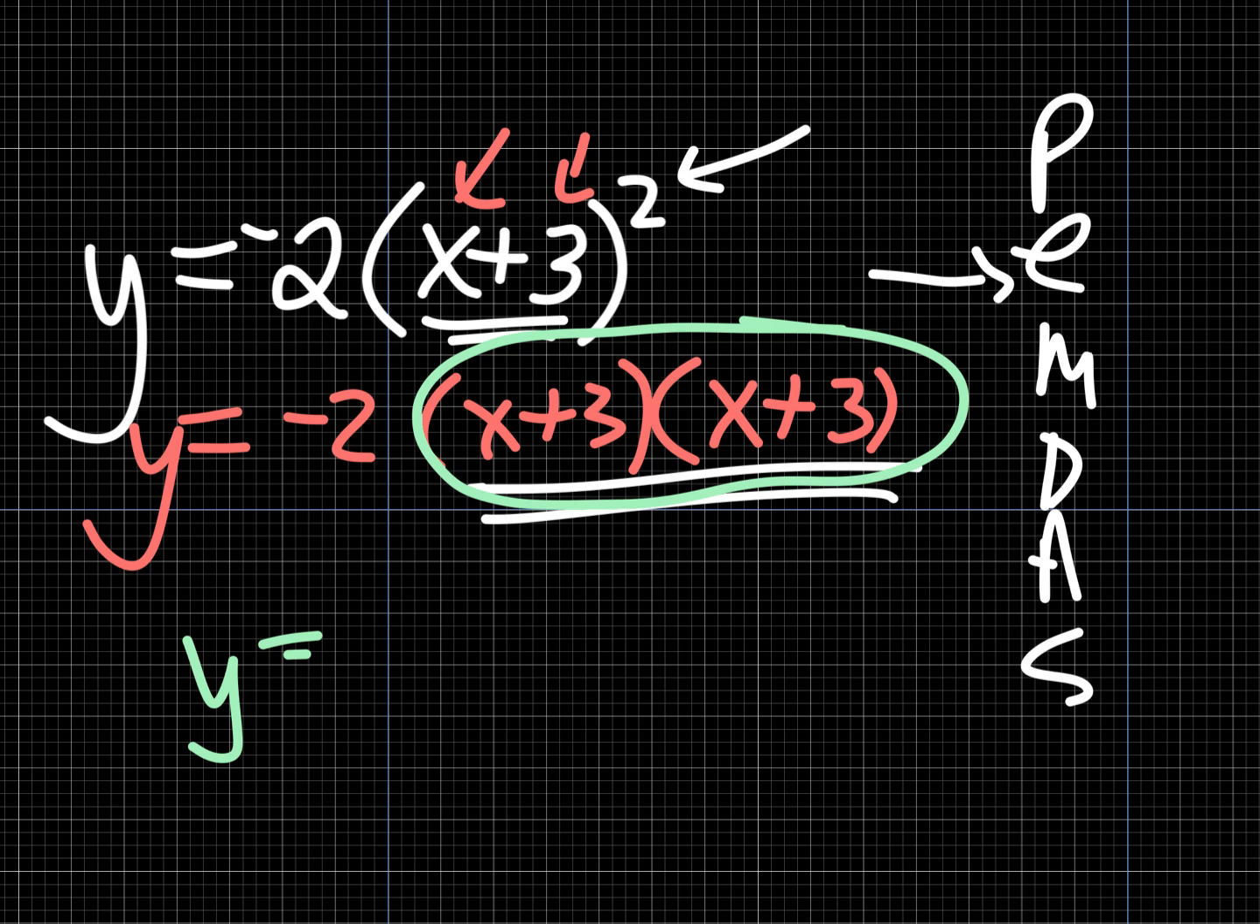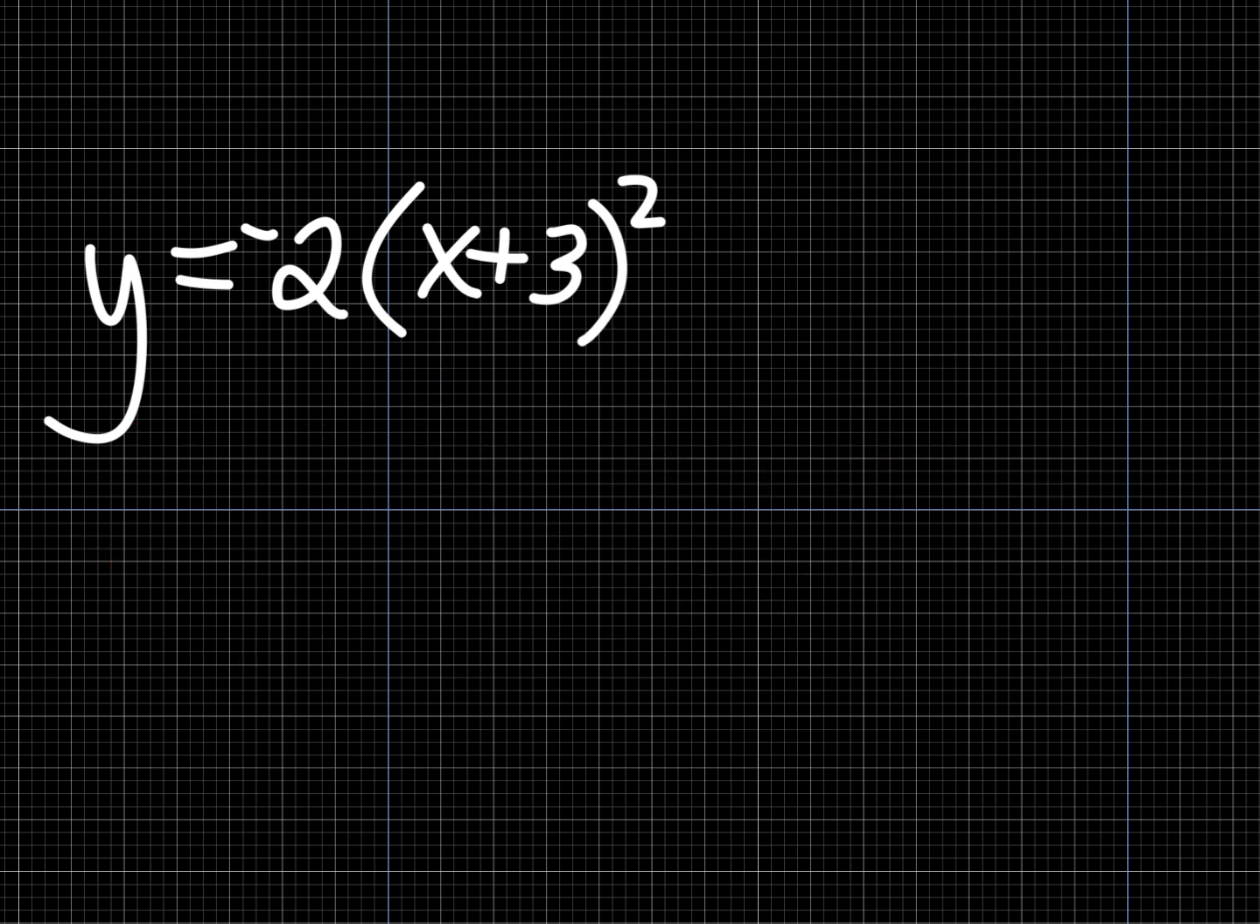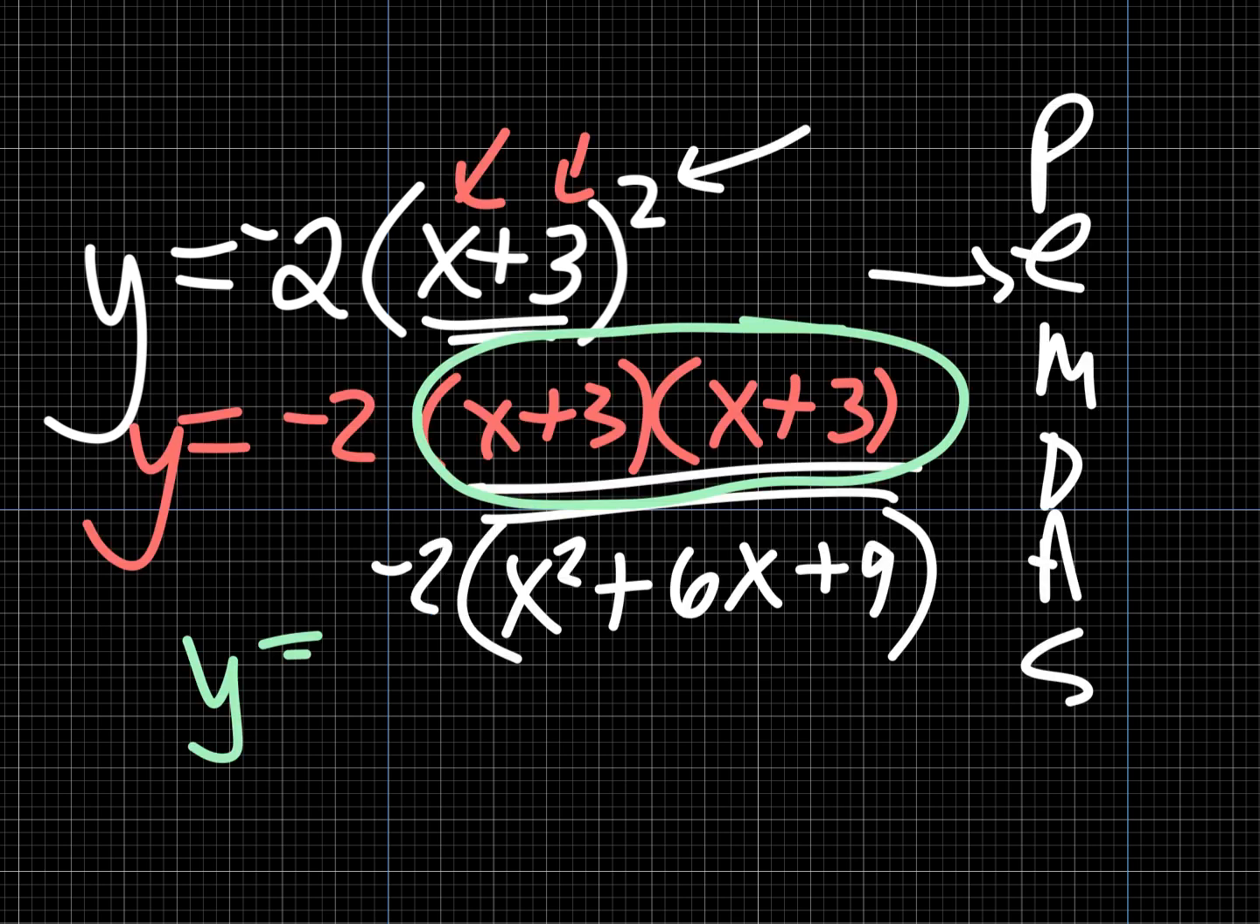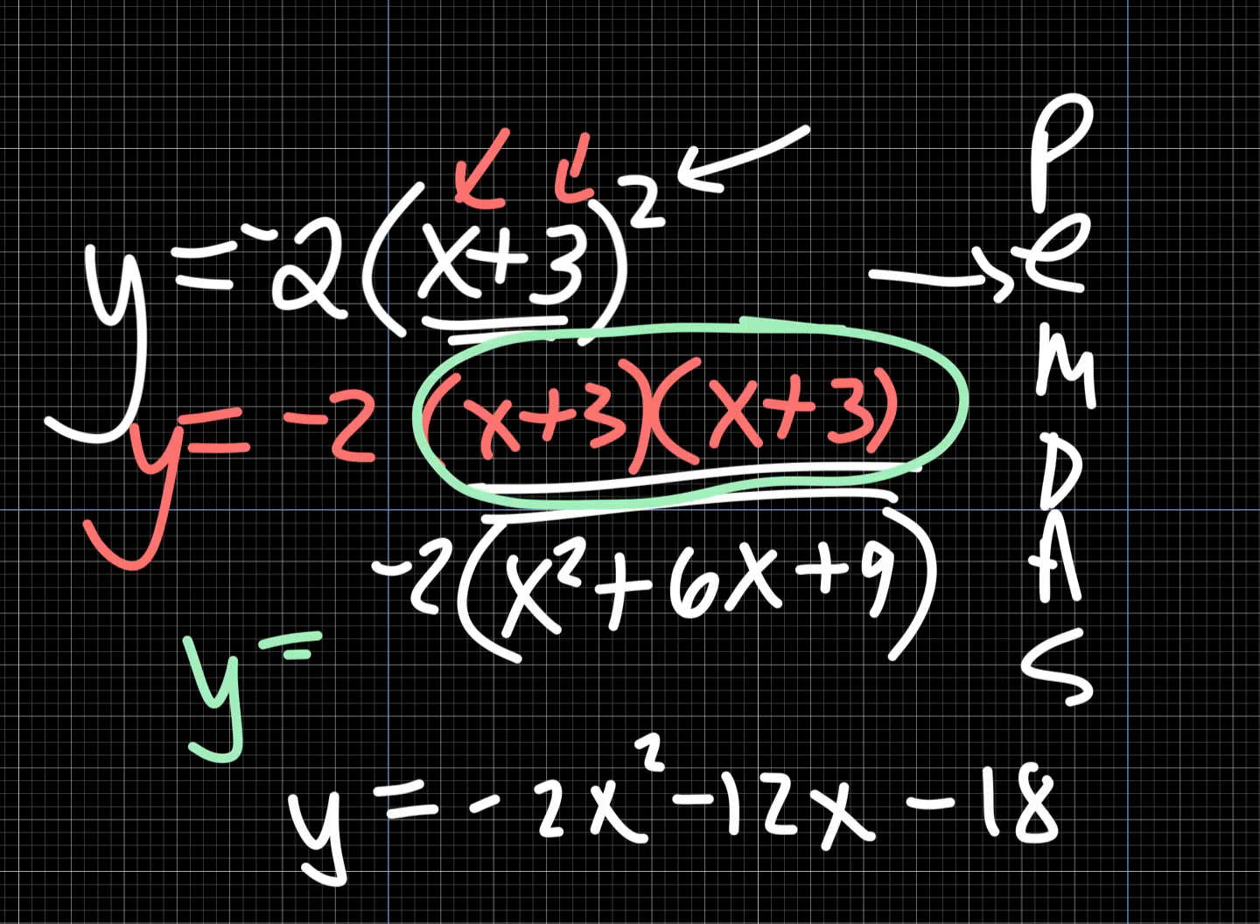So I heard a fair number of people talking to the person next to them. Here's what you should have done. You'd add x squared plus 3x is 6x. I'm doing 2 steps in my head. That's dangerous. Plus 9. 3 times 3 is 9, right? And then I put the negative 2 here, and I got to multiply them all by negative 2. Final answer, negative 2x squared minus 12x minus 18. Who had the same thing as me? Cool.